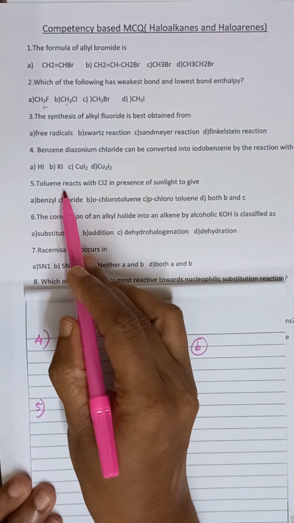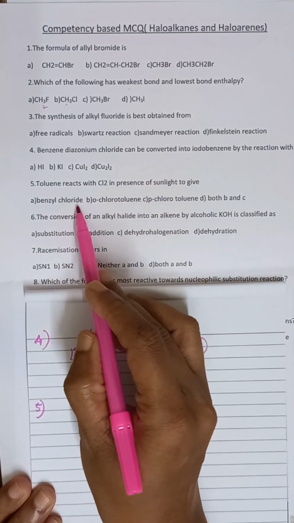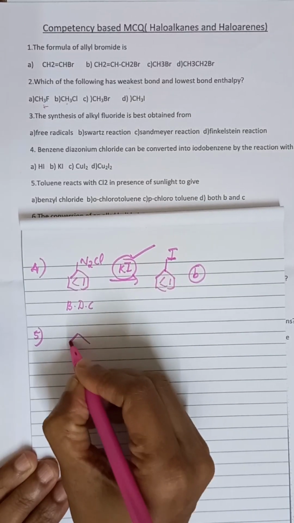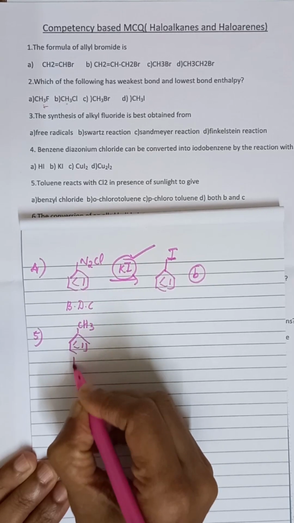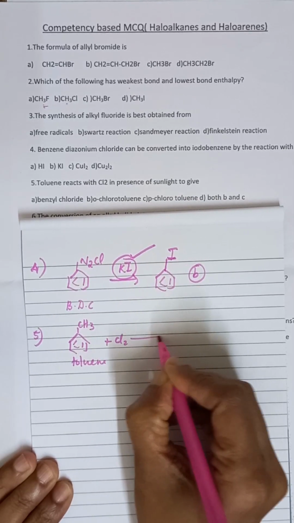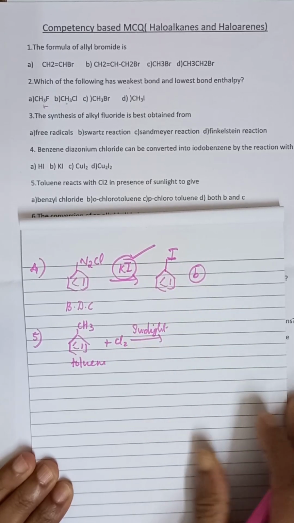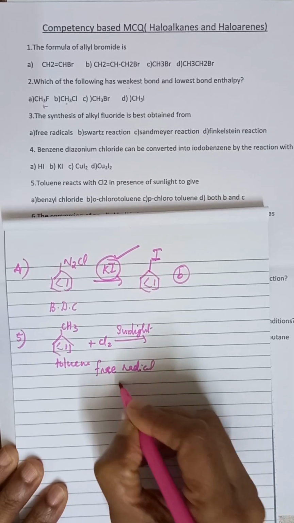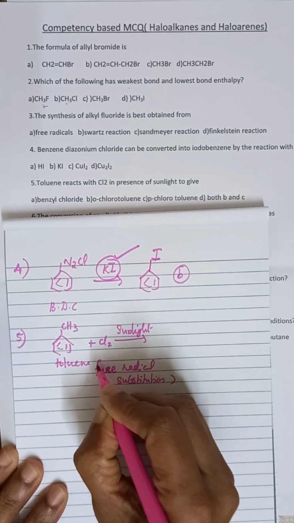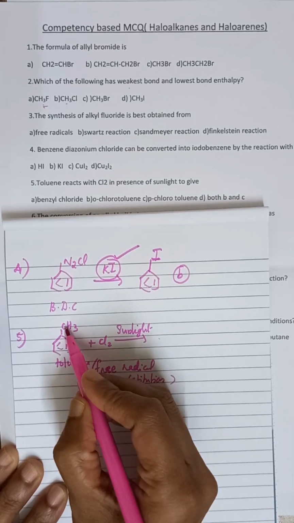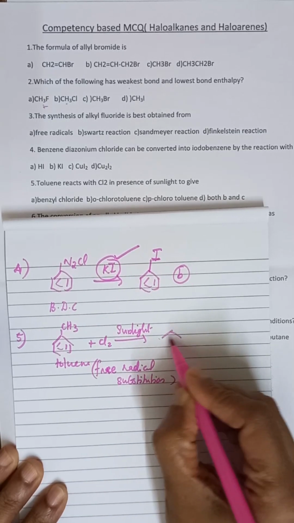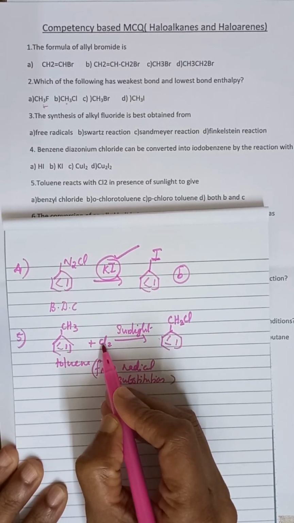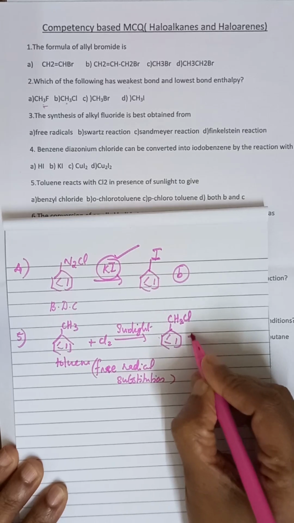So the fifth question is, toluene reacts with chlorine in presence of sunlight to give benzyl chloride, ortho-chlorotoluene, para-chlorotoluene, both B and C. So reaction between toluene and chlorine. So this is toluene. So toluene plus chlorine in presence of sunlight. So in presence of sunlight, the reaction is actually a free radical substitution. So substitution reaction takes place here, and one chlorine is substituted in place of one hydrogen. So it will be CH2Cl. That means one hydrogen is replaced by one Cl. So there is substitution and HCl will be eliminated.